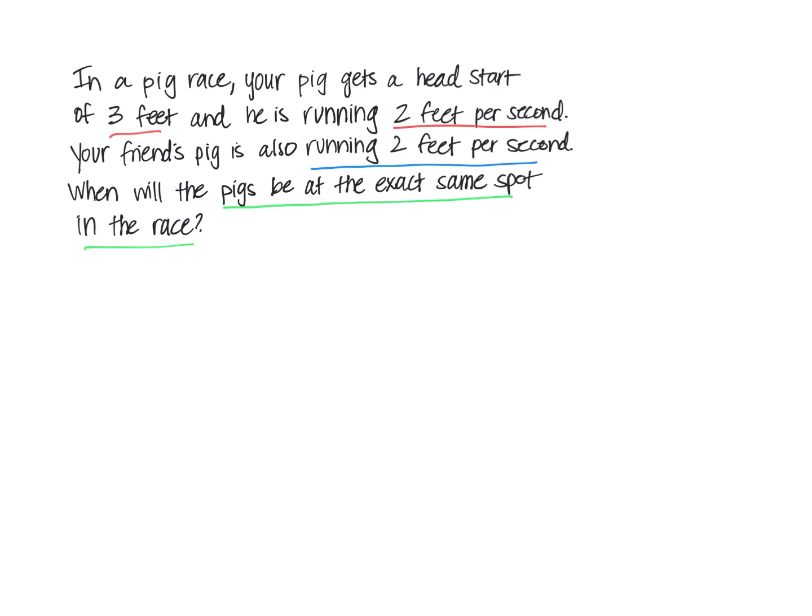If I was going to write an equation, I'll just show you. If I had pig A and pig B, pig A gets a head start of 3 feet, so he's already 3 feet in, and he's running 2 feet every second. So I'm going to write 2 feet per second. Pig B does not get a head start, and he's running 2 feet every second. This is what my equation would look like. Now, I want you to pause the video and try to solve this. All right, now you may have gotten some kind of weird solution to this equation, and that's what we are going to learn about today.